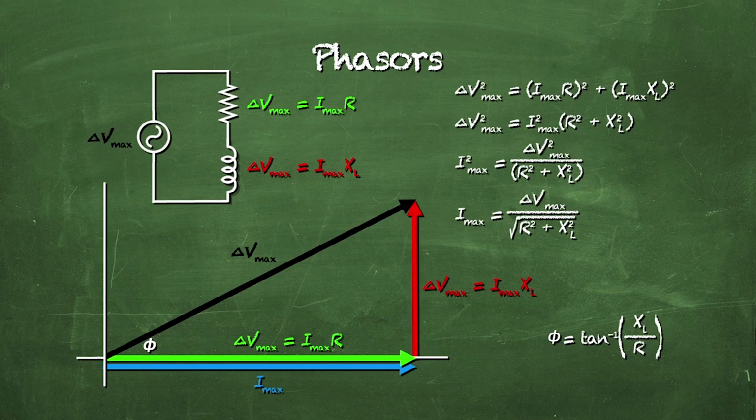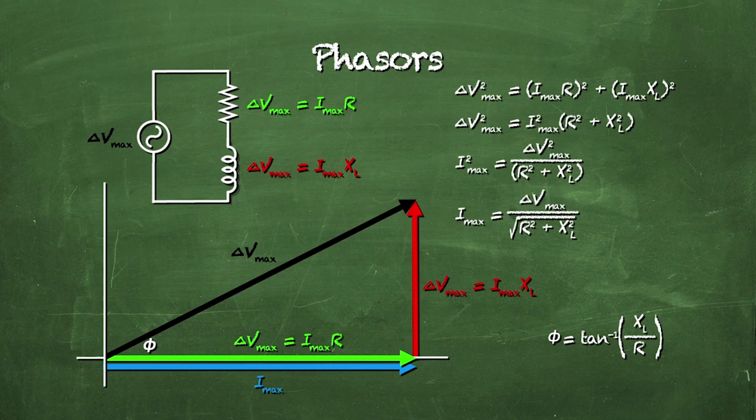So that denominator, the square root of R squared plus X sub L squared, is the impedance. So that's where the equation for the impedance comes from. The impedance of a circuit is equal to the square root of R squared plus X sub L squared. And that's what appears in the denominator for the relationship I max is equal to delta V max over Z. So impedance also has units of ohms, as you can tell by the equation for impedance.